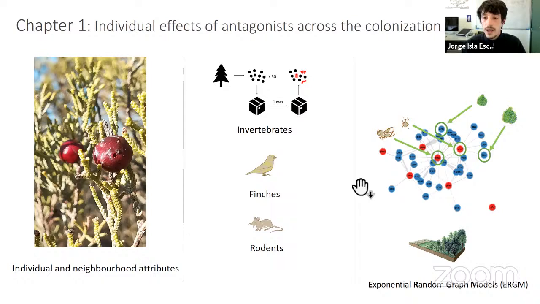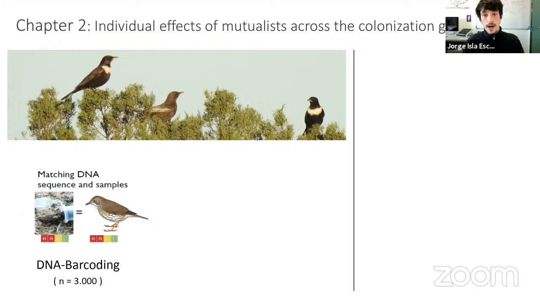And the second point, to compare the effect of the antagonistic animals and the mutualistic animals, is the study of chapter 4.2, which is the study of the individual effect of mutualists across the colonization gradient. And here we also have the plant trait database, and we need to collect information about the frugivorous animals that are visiting our focal plants and feeding on their fruits. And to do that, we combine two sampling methods.